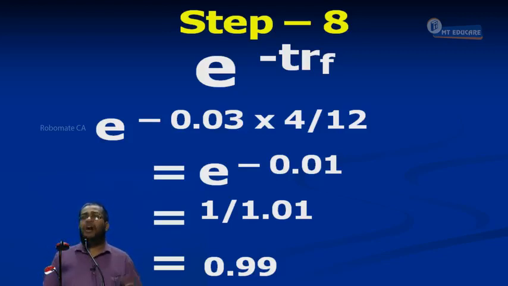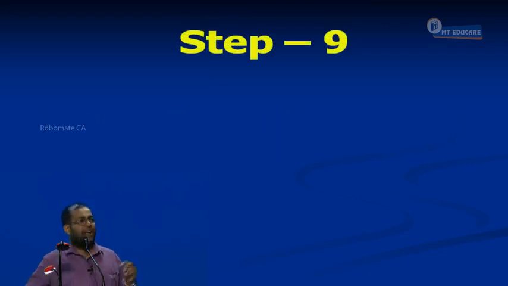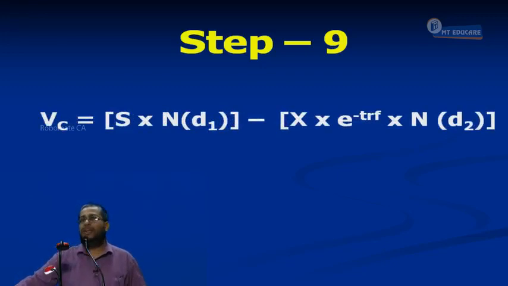Can I proceed? Now, last step, step number 9. I am going to find out the value of the call. What is the value of the call formula? Everybody, what is the value of the call? S into ND1 minus X into e power minus TRF into ND2.